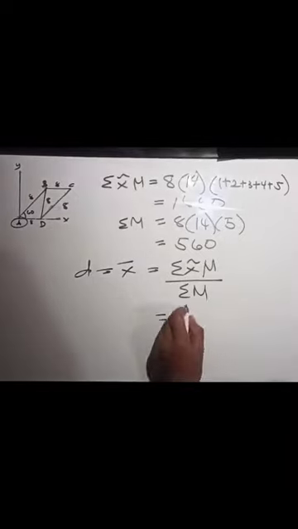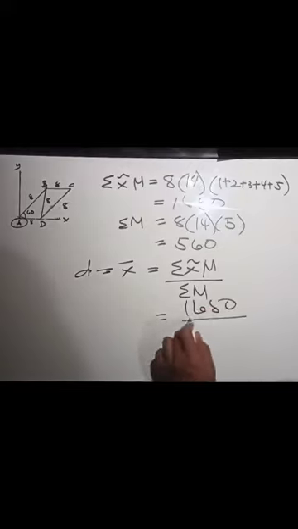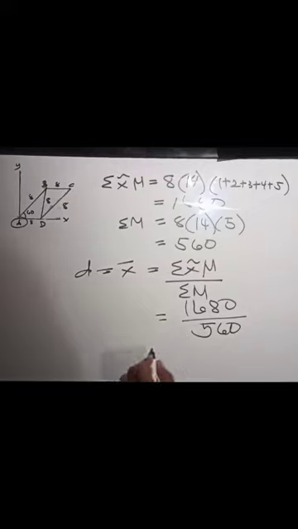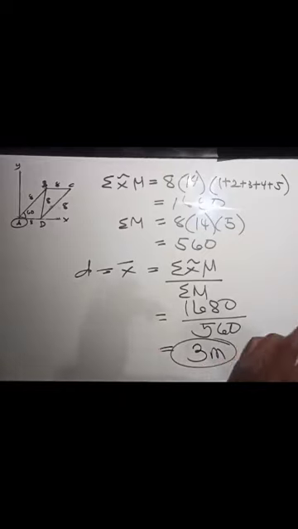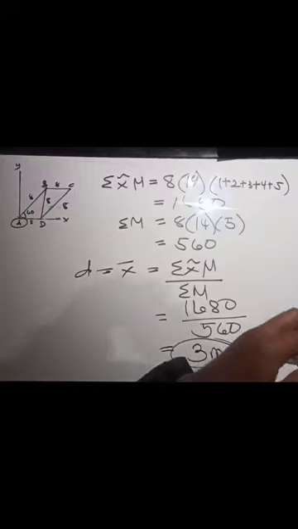So 1,680 divided by 560 is equal to 3 meters. So this is the distance of A to where the hook cable must be attached.